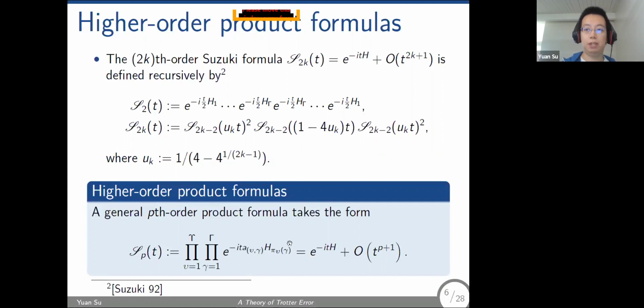So this would be like a general form of the product formula. And let's say if it's a pth order formula, it will be pth order accurate. So the error will be p plus 1's order. So you have t to the p plus 1.